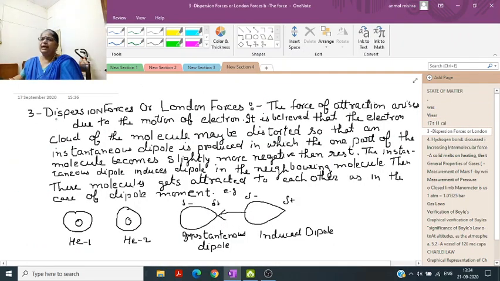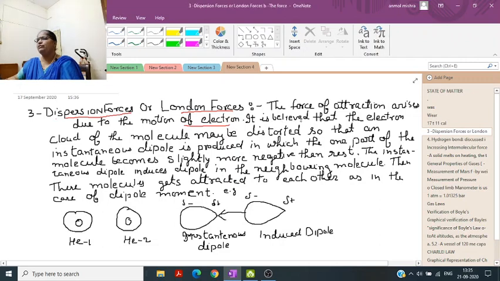Now third type is dispersion forces or London forces. The force of attraction arises due to the motion of electrons. London forces arise due to the motion of electrons.